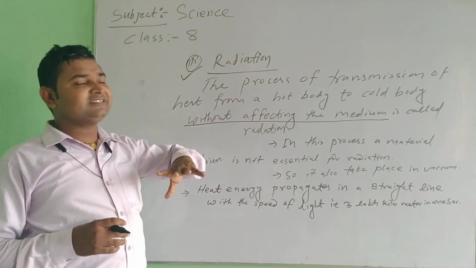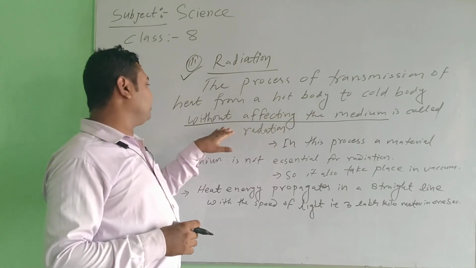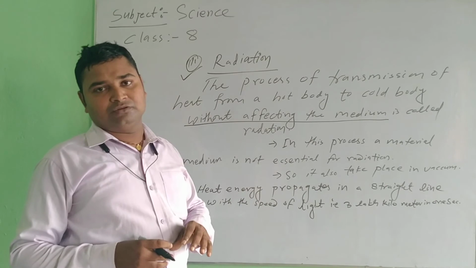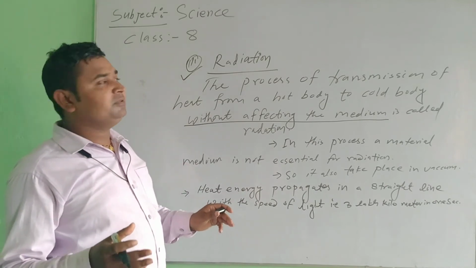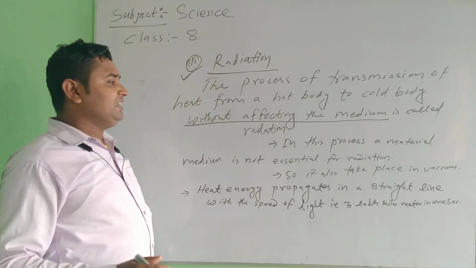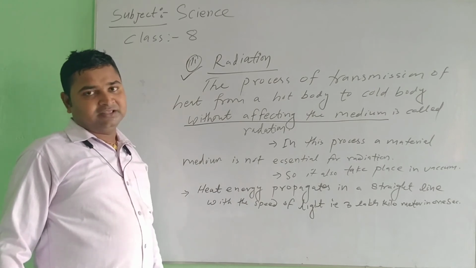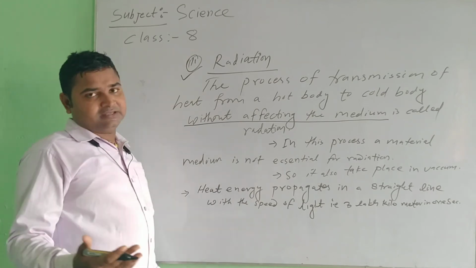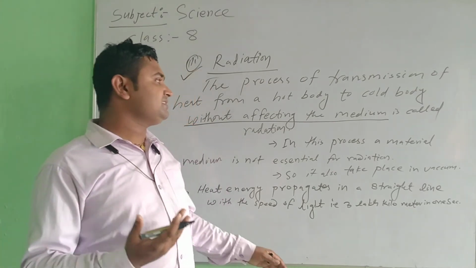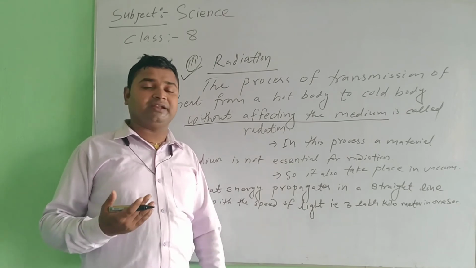Radiation. What is radiation? The process of transmission of heat from a hotter body to a colder body without affecting the medium is called radiation. In this process, a material medium is not essential for the transfer of heat. You have seen that in conduction and convection, a material medium is required. But in radiation, there is no requirement of water or any material medium.